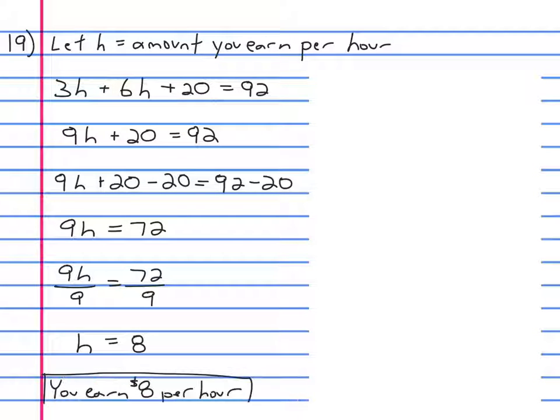So H equals 8. And I didn't box that here, notice, because that wasn't the answer. Because what was the question? How much do you earn per hour at your part-time job?